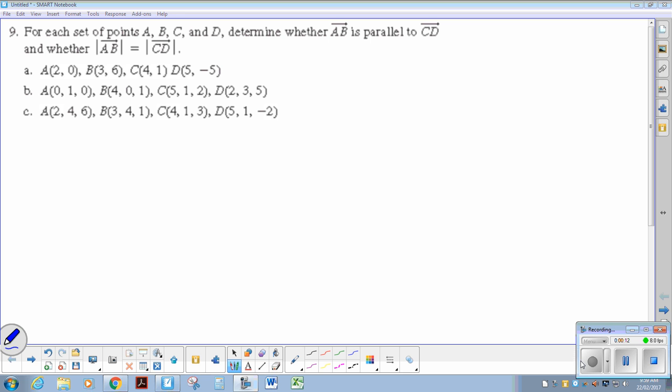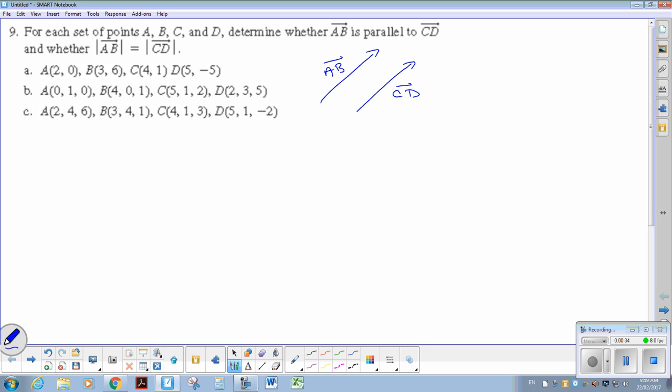So remember, vectors can be moved anywhere you want. What they want to know is, does the vector AB and vector CD head in the same direction? So we're not worried about the magnitude. We're just worrying about the vectors themselves. So we don't even have to go down to unit vectors. A lot of people will say, well, you've got to find the unit vector and compare the unit vectors.